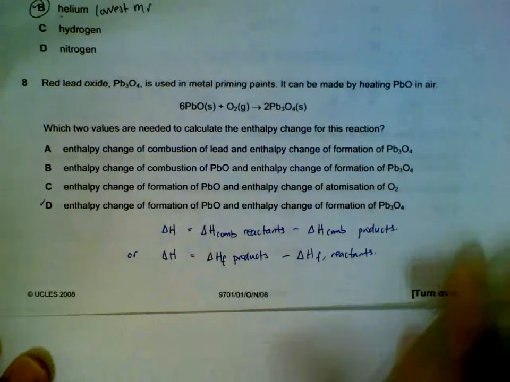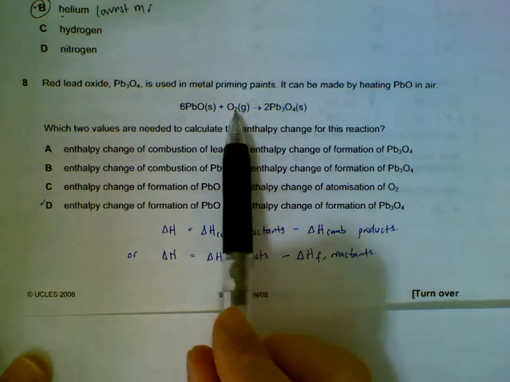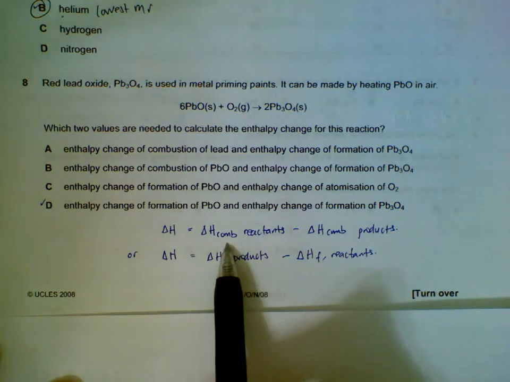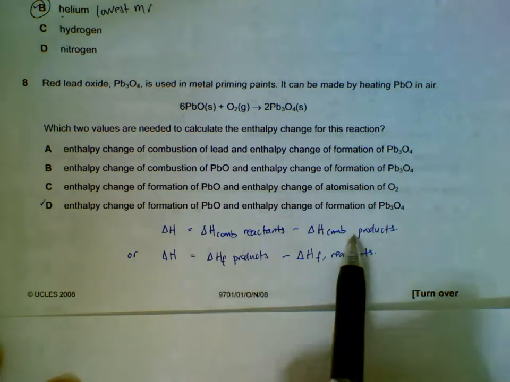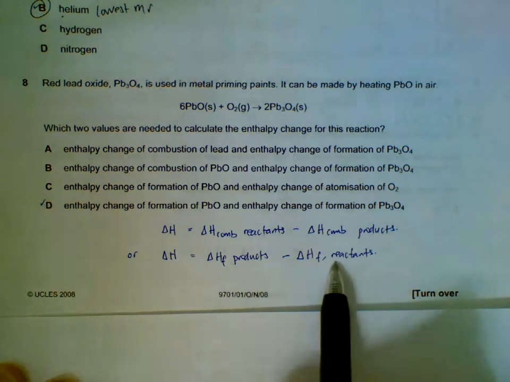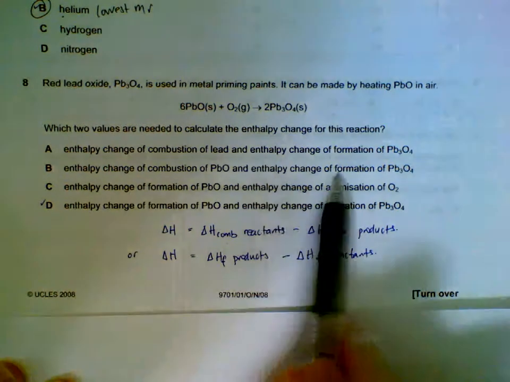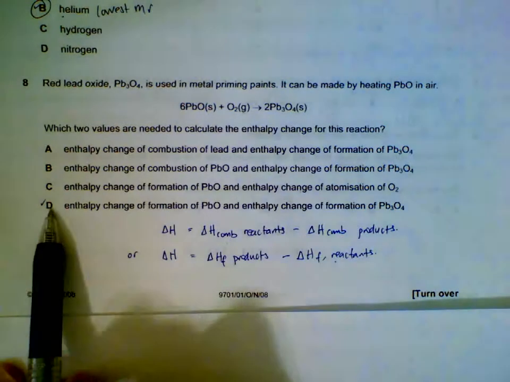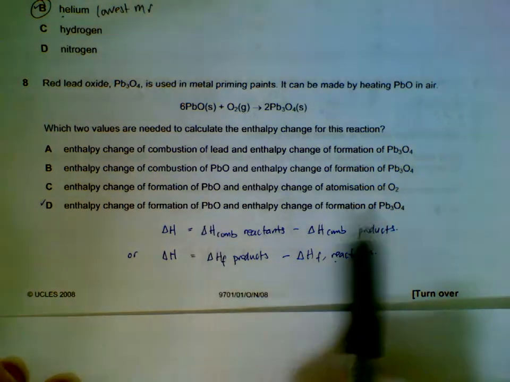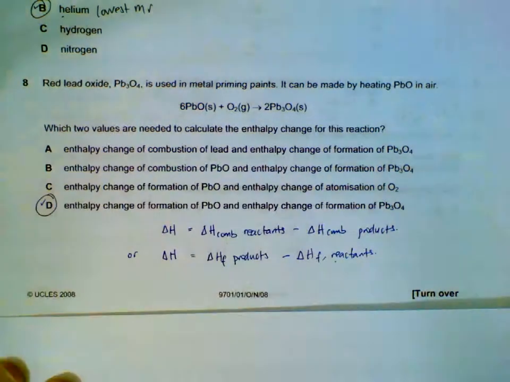Number 8, what values are required to calculate the enthalpy change for this reaction? The common ones to calculate enthalpy change of reaction is we have combustion information, we take reactants minus products, or we have formation information, we take formation of products minus formation of reactants. So looking at the 4 options, only option D gives us sufficient information. We have formation of the reactants and formation of your products. So that will be sufficient to calculate heat of reaction.